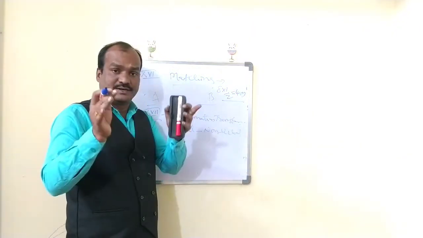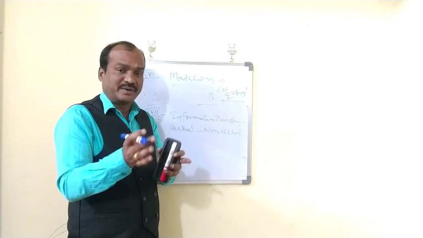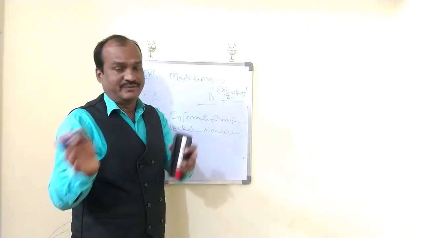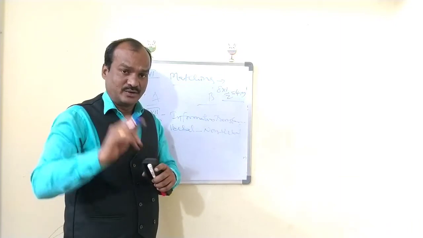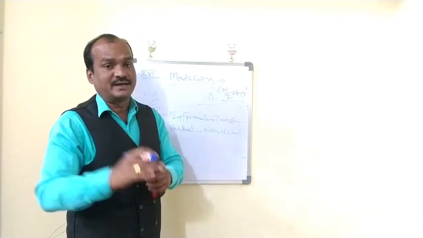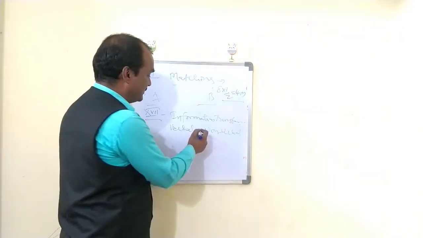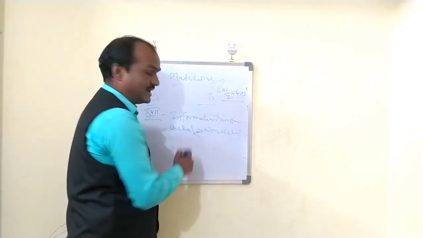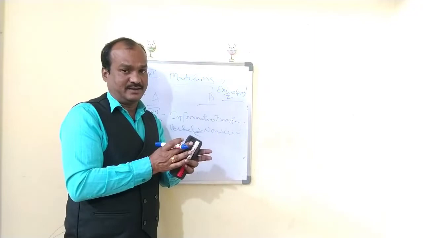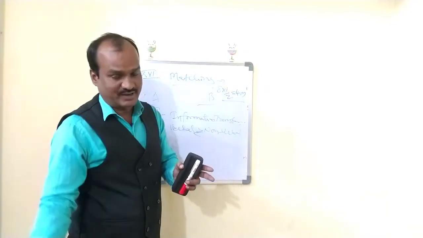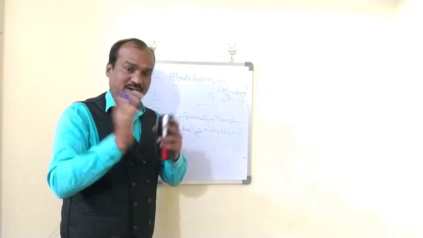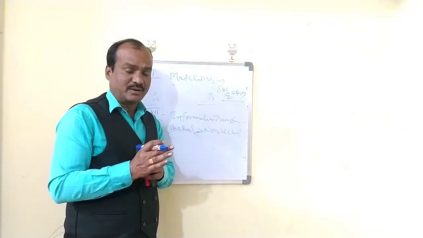So if a diagram is given to you, you need to present it in the form of a text. If a passage or paragraph is given to you, you need to present it in the form of a diagram. So that is vice versa, right? Verbal to non-verbal and non-verbal to verbal. If verbal information is given to you, you need to present it in the form of non-verbal. Non-verbal here means a diagram.